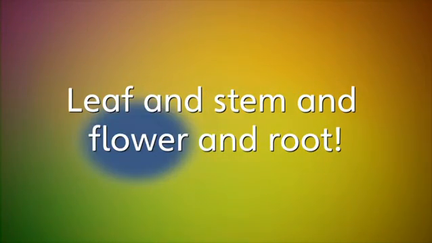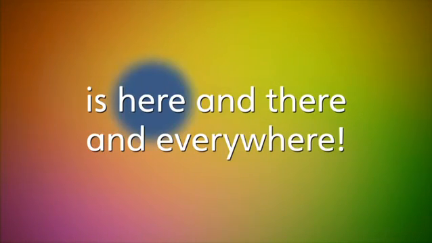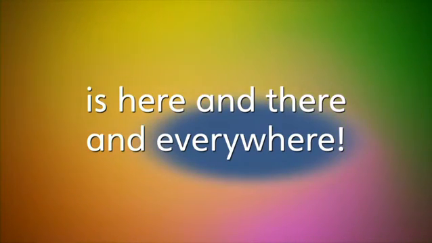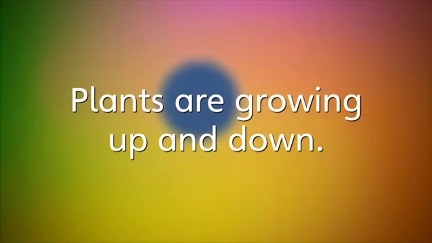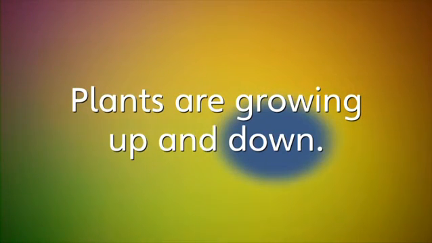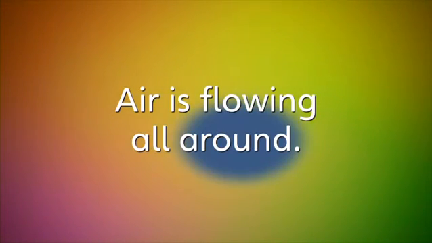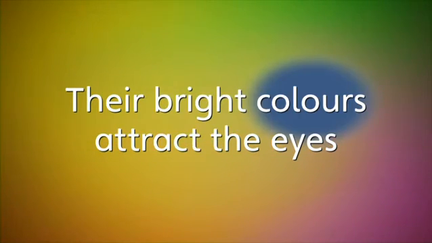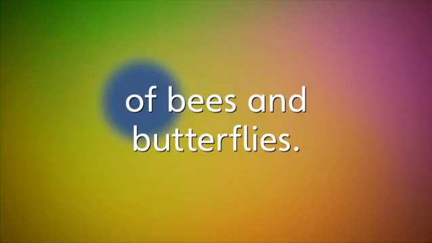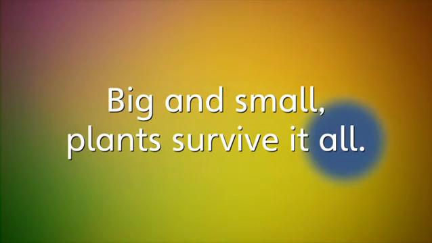Leaf and stem and flower and root, the sweet, delicious smell of fruit is here and there and everywhere. Plants are all around. Plants are growing up and down. Air is flowing all around. Plants come in every shape and size. Their bright colors attract the eyes of bees and butterflies. Big and small plants survive it all.